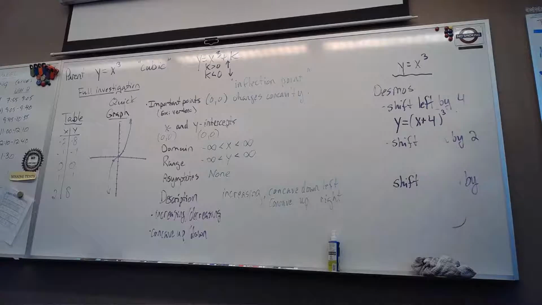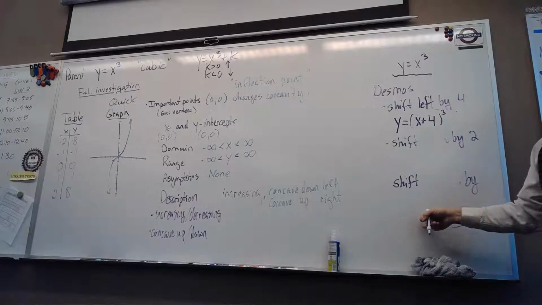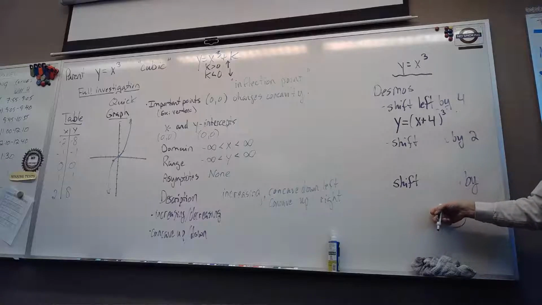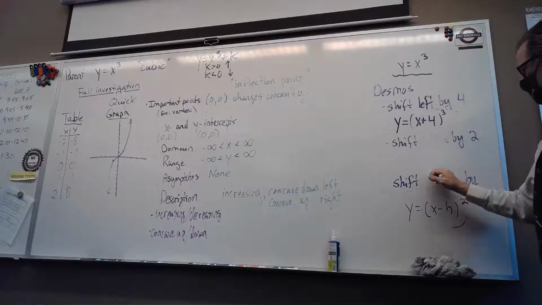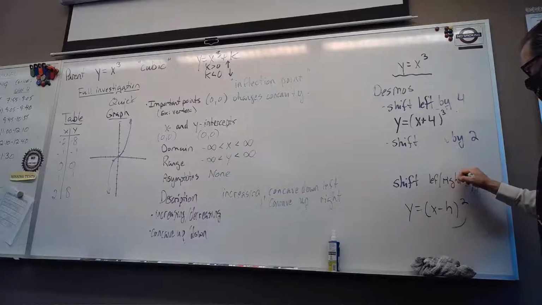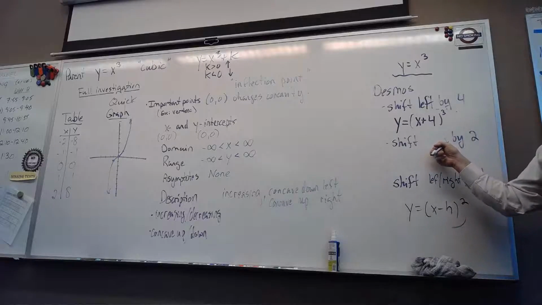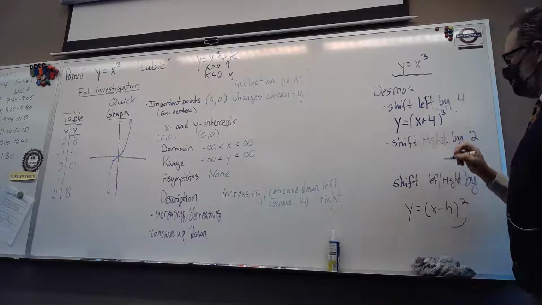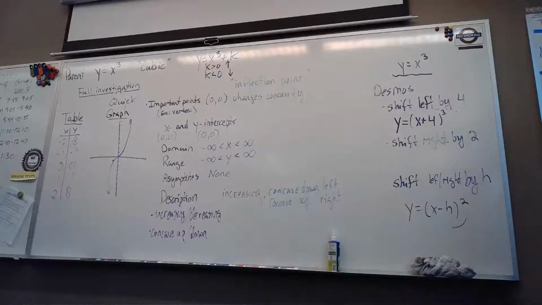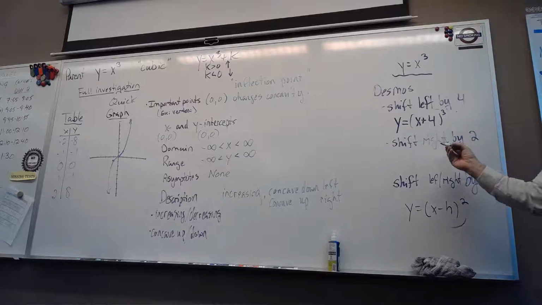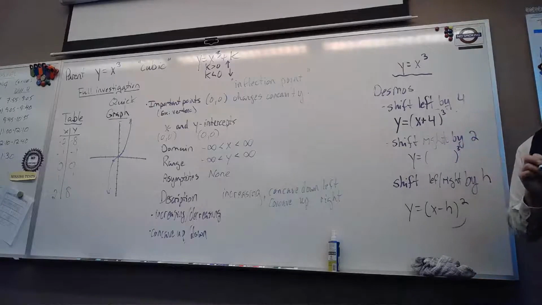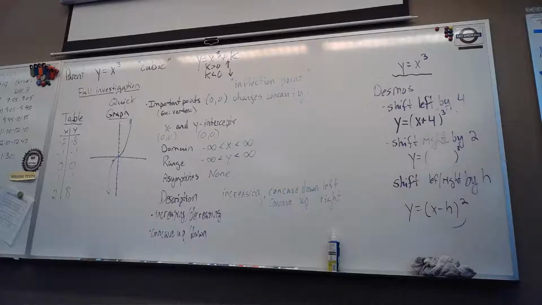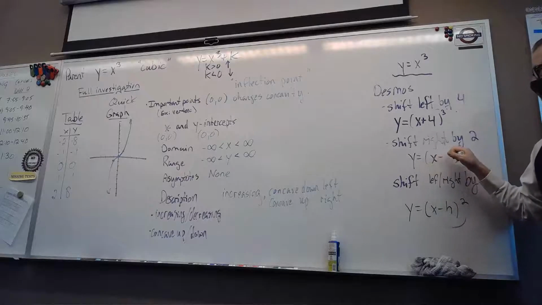Cool. Daniel actually jumped ahead. He went down to here. So I'm going to write down what Daniel wrote. How about right by 2? Somebody want to volunteer? What would my equation be if I wanted to go right by 2? What goes in there? Tucker? Y equals x minus 2 cubed.